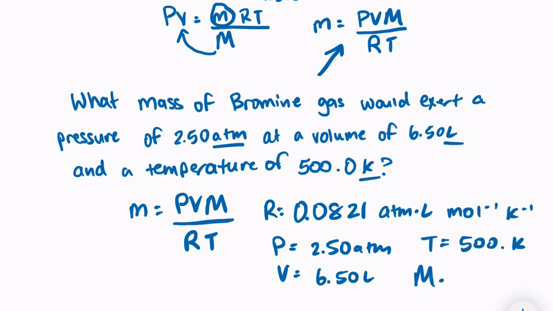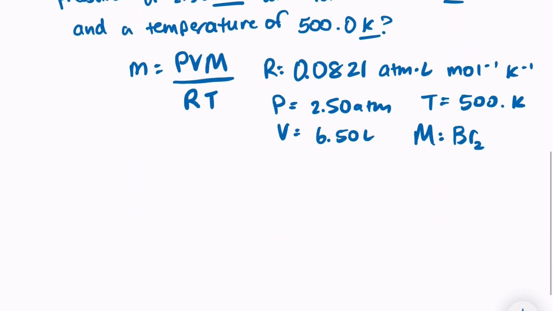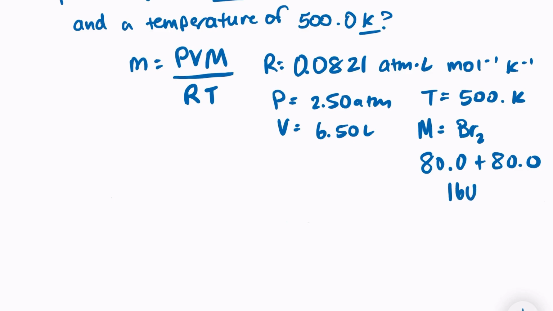And my molar mass, let's see, I want the mass of bromine gas. Bromine is always found diatomically, so I need the mass of two bromines added together. And if we look on the periodic table, the mass of bromine is about 80. So I'm just going to round up to 80. So that will give me a mass of 160 grams, and this is molar mass, so it's grams per mole.